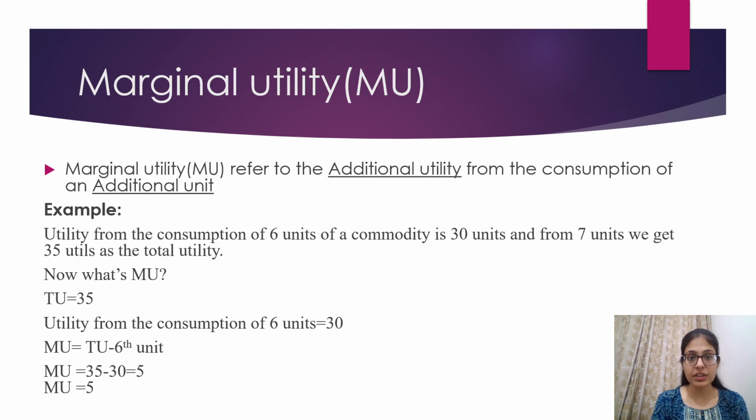The next is marginal utility, which is MU. Marginal utility refers to the additional utility from the consumption of an additional unit. For example, हमने 6 यूनिट कंज्यूम करे और हमें उसकी यूटिलिटी मिली 30 एंड हमें टोटल यूटिलिटी मिली 35. तो what will be the utility we get from the 7th unit? तो how can we find it? तो TU total utility minus 6th unit is equal to marginal utility or the utility which we get from the consumption of an additional unit, which is 5. 35 minus 30 is equal to 5.